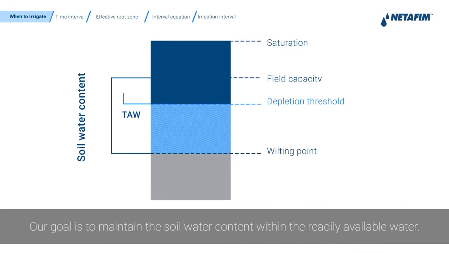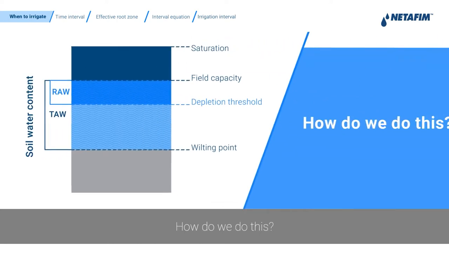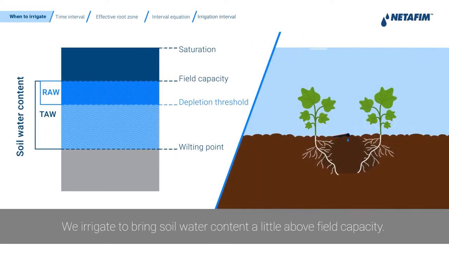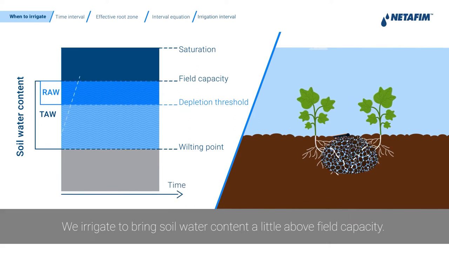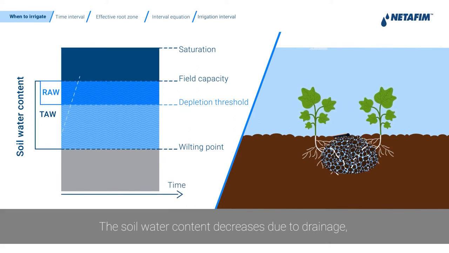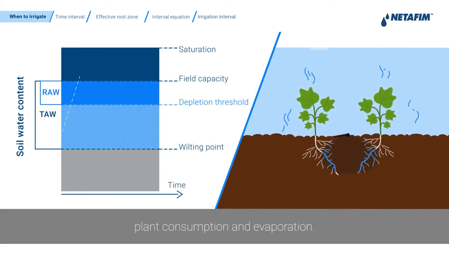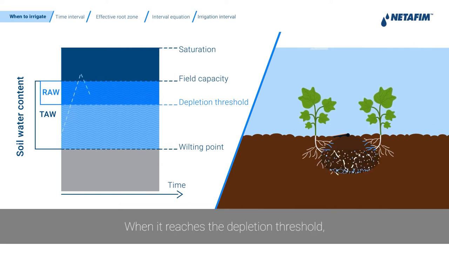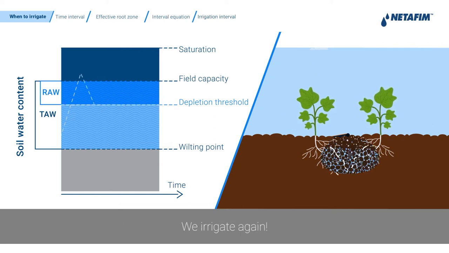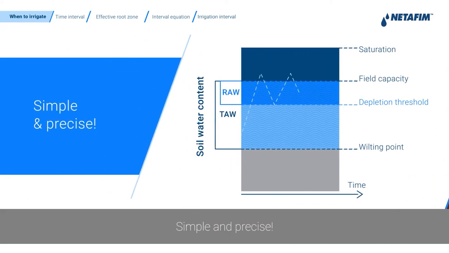Our goal is to maintain the soil water content within the readily available water. How do we do this? We irrigate to bring soil water content a little above field capacity. The soil water content decreases due to drainage, plant consumption, and evaporation. When it reaches the depletion threshold, we irrigate again. Simple and precise.